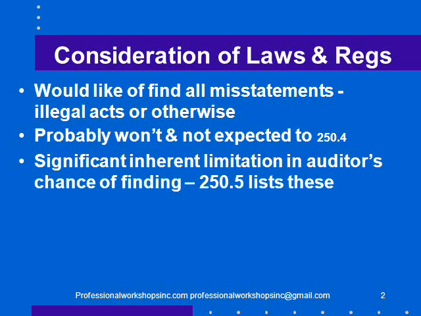What the standards tell us about illegal acts is that we probably will not find a misstatement caused by an illegal act, and indeed we're not expected to. And 250.05 lists the significant inherent limitations in an auditor's chance of finding a material misstatement caused by an illegal act.